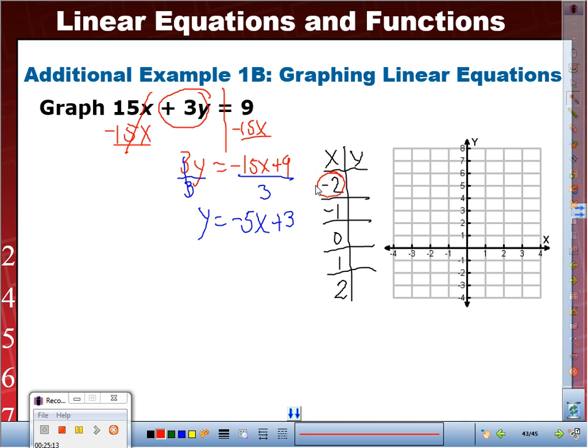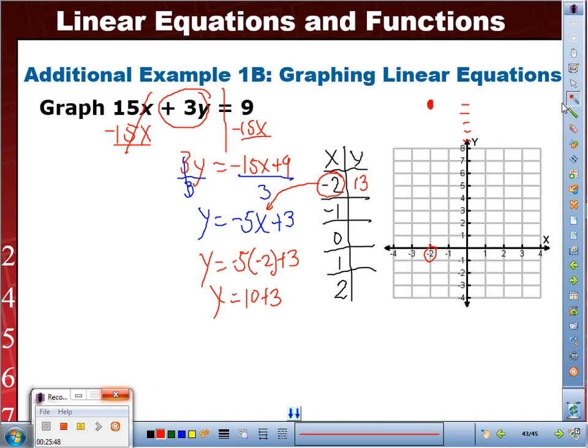Negative 2. We substitute that in here. That becomes y equals negative 5 times negative 2 plus 3. Y equals negative 5 times negative 2, that's positive 10, plus 3. And what is that? 13. And I'm going to graph that. Negative 2, and this is 8, 9, 10, 11, 12, 13. And it's about right there. Fill in the rest, please. Go.